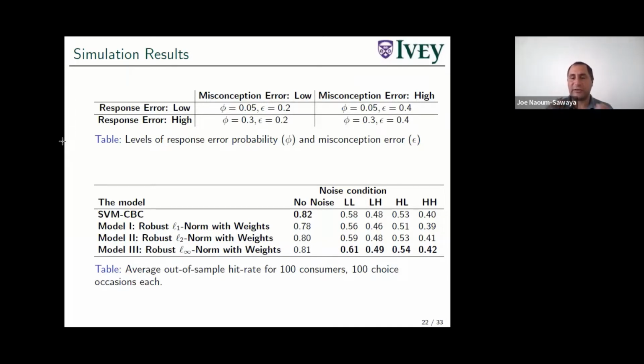However, as soon as we start introducing some levels of errors in the choice or inconsistencies in the choice, the results start changing. Now these robust models start performing better. Particularly the model with the infinity norm, and there are reasons why the infinity norm would perform better that we're trying to explore. These models start offering more accuracy.